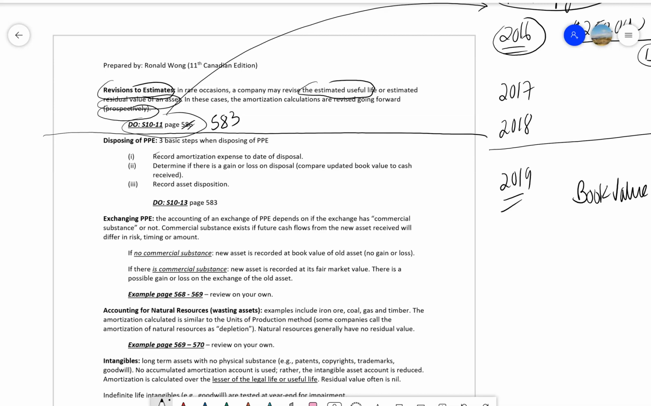We need to record all the amortization expense to the date of disposal. So it could be a partial year, it could be for a full year. We figure out whether there's a gain or loss, and then we can record the journal entry. And we can go through this by looking at Starter 10-13 on page 583. So read through Starter 10-13 Alpha Communications, page 583. And once you've read through that, then resume the video and we'll work through the question together.